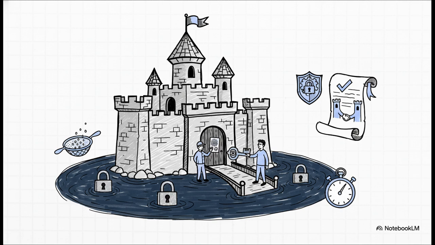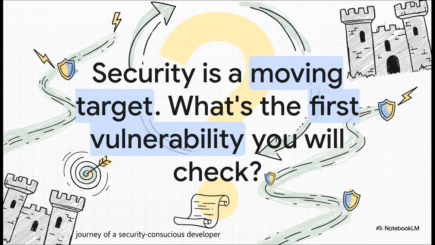But the defenses don't stop there. A truly secure castle also needs things like input validation to inspect every delivery and rate limiting to prevent the gates from being overwhelmed. Building a secure API isn't a project you just finish. It's an ongoing commitment. We've laid out the blueprint for your digital fortress today, but the landscape of threats is always changing. The journey of a security-conscious developer is one of constant learning and adaptation. Your defenses must always evolve.